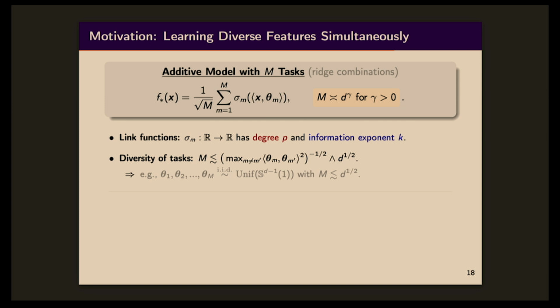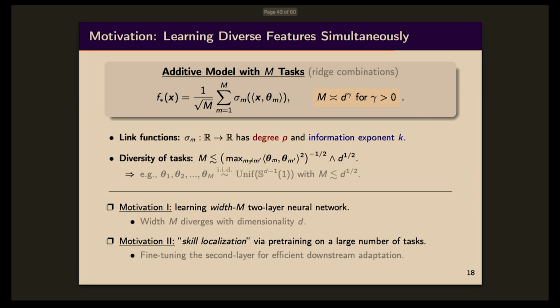So why do we consider this model, this sum of a bunch of single index models? The first is, of course, to be able to learn a two-layer neural network that's not too narrow. We want the width of the neural network to grow with the dimension. The other motivation, more on the LLM side, is that when you train these large models, it's been observed that this phenomenon called skill localization, where you can find a lot of different skills that are simultaneously acquired in pre-training. And here, this is a very idealized model for that.